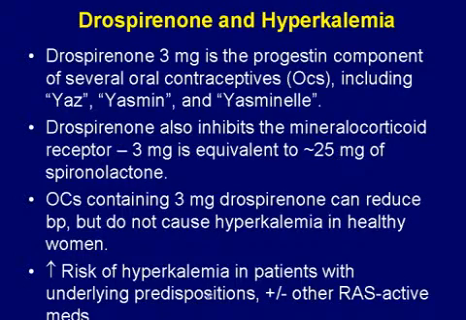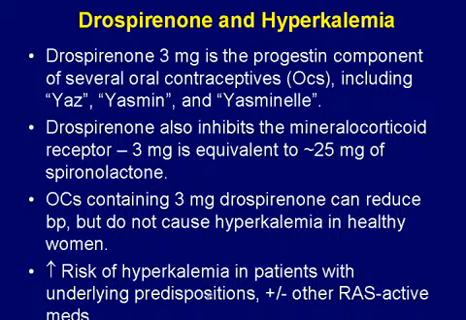Obviously, many of these other things may be an important factor, but this is also to bring up this issue of drospirenone and hyperkalemia. Drospirenone 3 milligrams is the progesterone component of several oral contraceptives, including Yasmin and Yasminelle. It also inhibits the mineralocorticoid receptor, and 3 milligrams is basically equivalent to 25 milligrams of spironolactone.